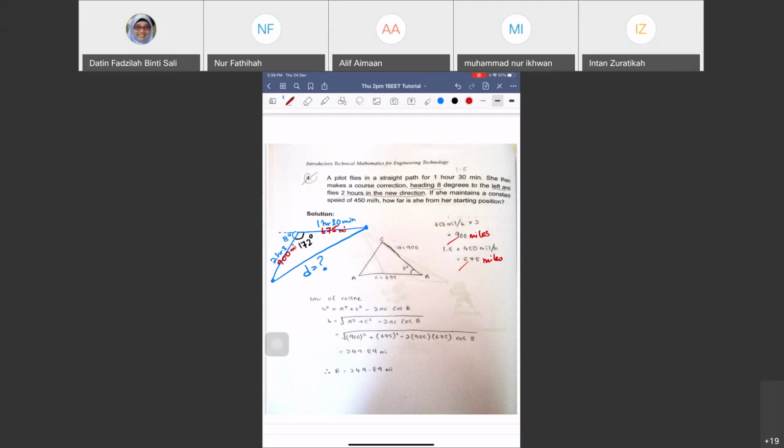Then you want to find the other distance using your law of cosine. So it will be 900 squared plus 675 squared minus 2 times 900 times 675, but this is the mistake, it is supposed to be times cosine 172 degrees. Okay, Putri Natasha.